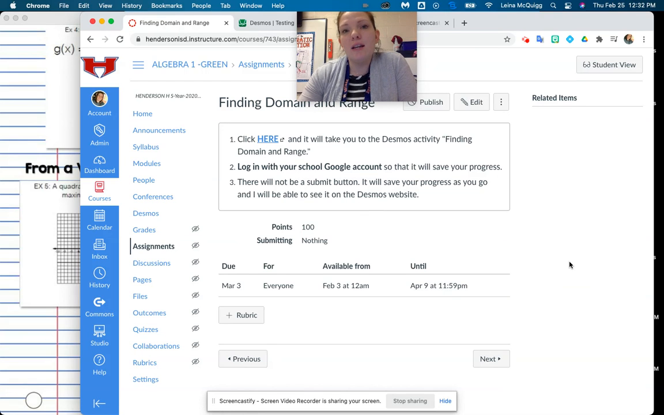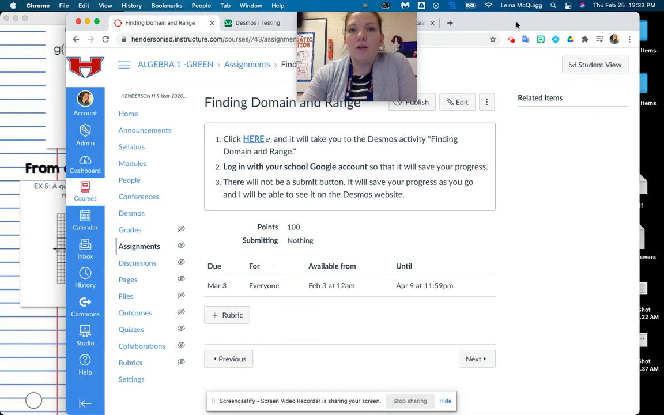Remember, I can see everybody's work. I can see where you're at. I can see what you've typed. I can see all of the things that you do on this assignment. So make sure you do all of the work all the way through, read the directions, answer the questions, and at the end, all you have to do is close out of it. It saves your work as you go. So just close out of it, and I'll be able to see it on my end. If you have any questions, then reach out to me and let me know.